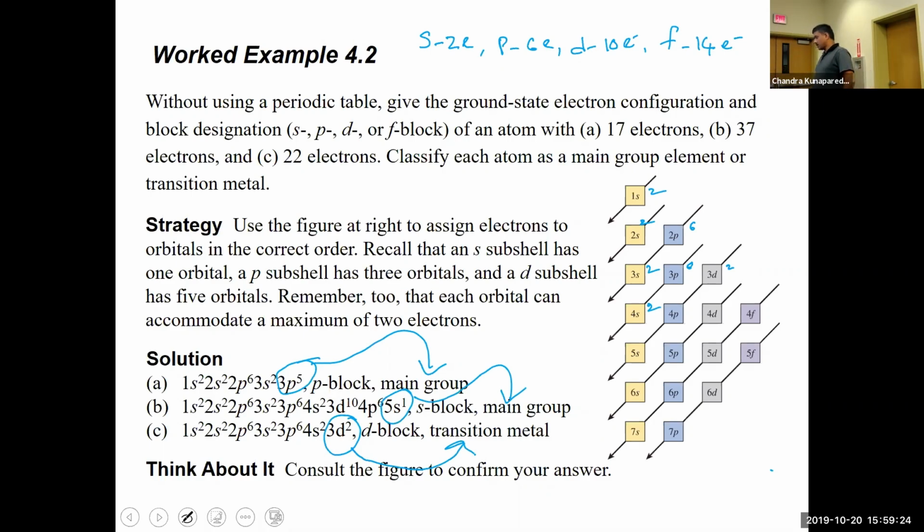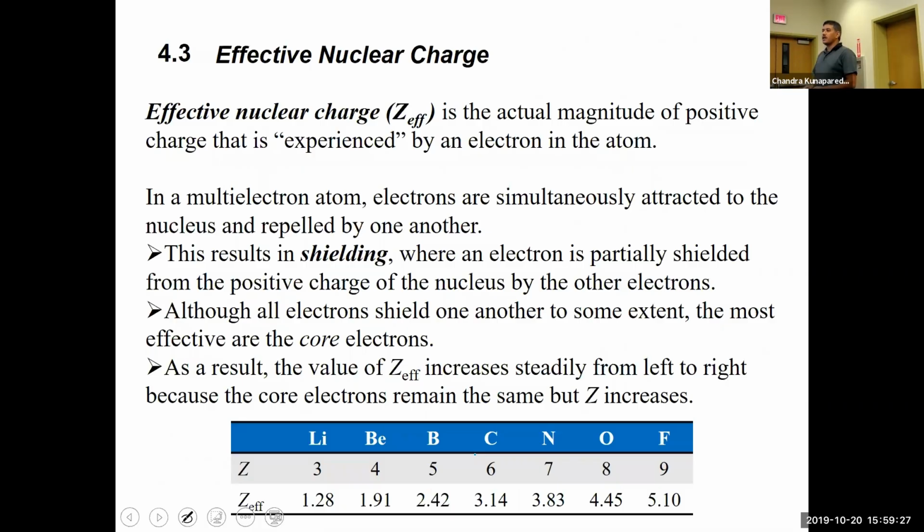Okay, so the next topic that we are going to talk about is effective nuclear charge. Like I said initially before the start of this lecture, this is a very important topic. It's so important that unless you understand this topic pretty well, you cannot have a good understanding of atomic radius, ionization energy, and electron affinity. Three important topics. So please pay attention and ask me questions when you see me in the class or during the office hours if you do not understand what effective nuclear charge is.